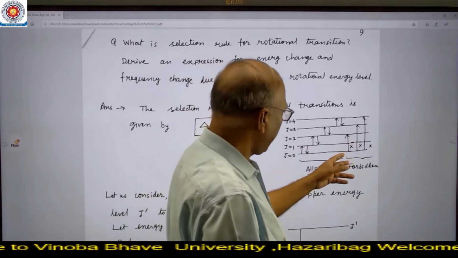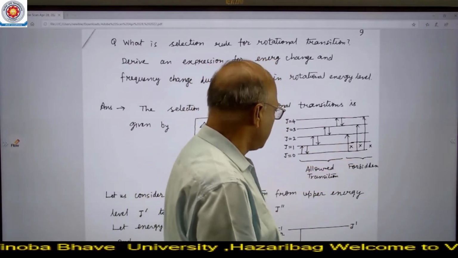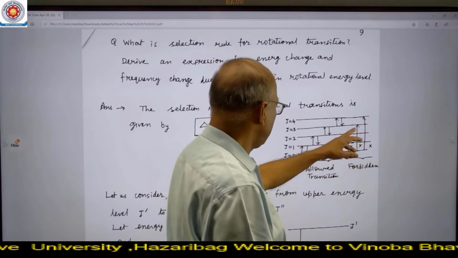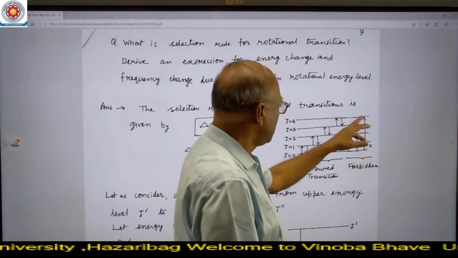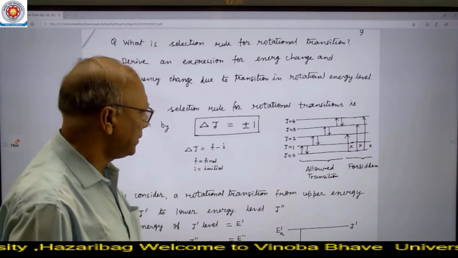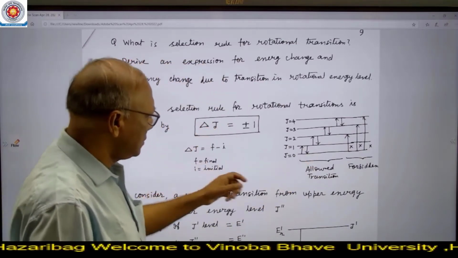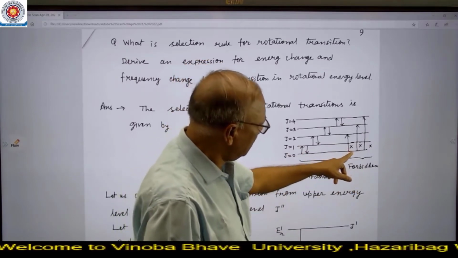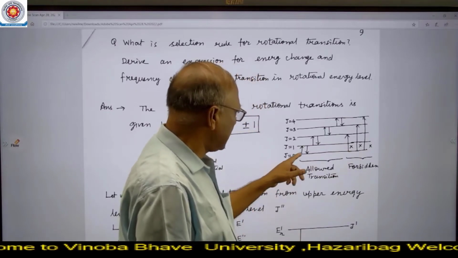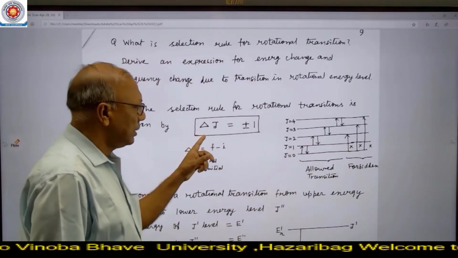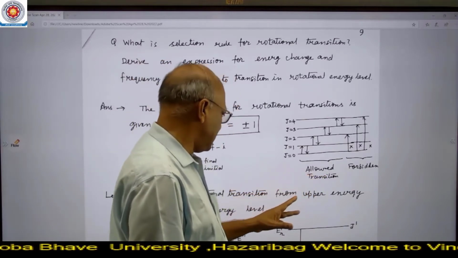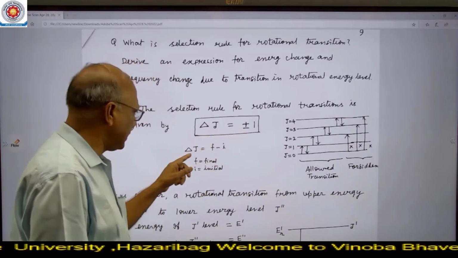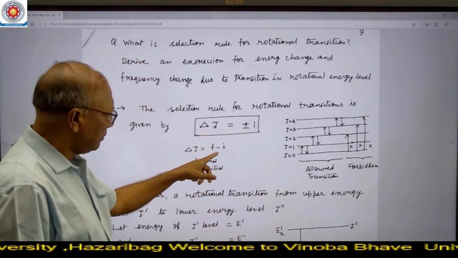Now we have shown here there are other transitions also, that is J equal to 0 to J equal to 2, J equal to 0 to J equal to 3, J equal to 0 to J equal to 4. According to the selection rule, these transitions are not valid and are called forbidden transitions. So we have put the cross sign here, and these are the transitions which are according to the selection rule. Hence, these are called allowed transitions. So now delta J is equal to plus or minus 1 means delta J is equal to final value minus initial value.